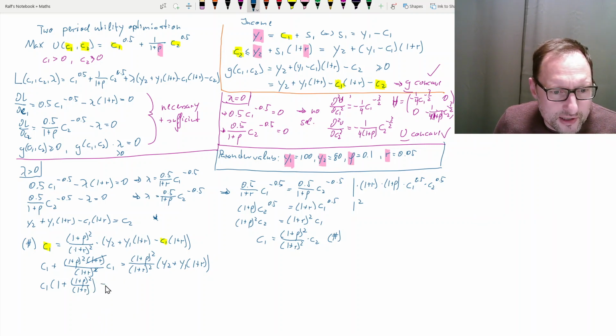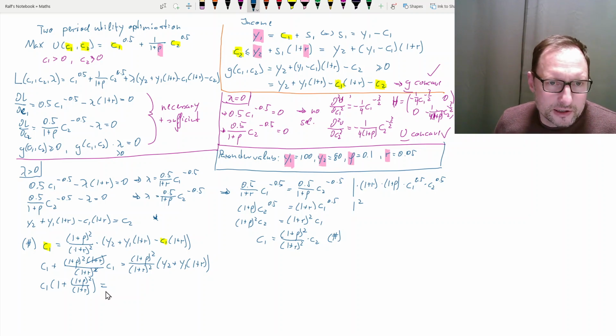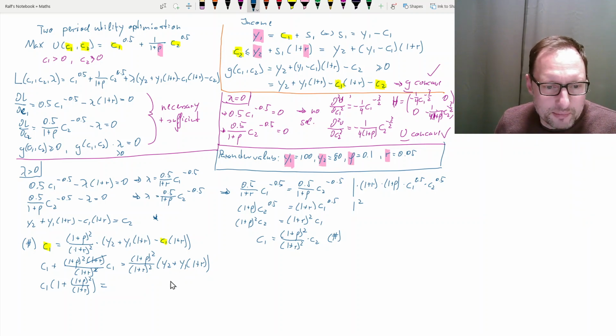And on the right hand side I do something which algebraically brings us no advantage, but gives us a term which has a nice economic meaning. You see there's a (1+r)² in the denominator here. We're going to bring one of these (1+r) factors, because that's (1+r) times (1+r), into the parenthesis here.